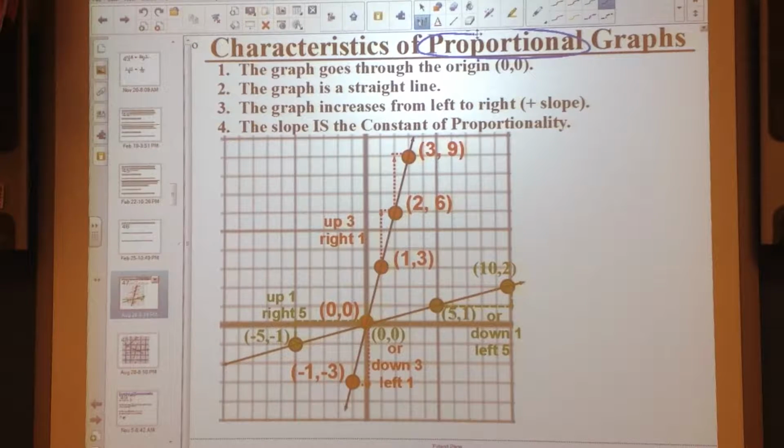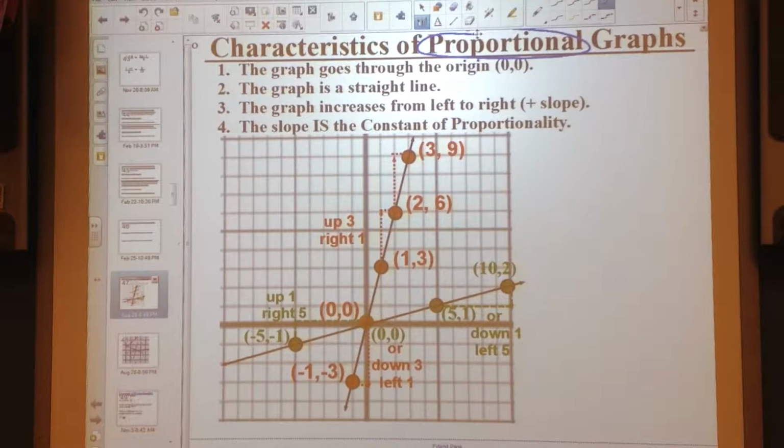Now, before we looked at what the definition of proportion was, as far as they have a constant ratio between the two items, so they will always simplify down to the same thing. So that's one way we've checked them in the past, is to divide them and you'll always get that same number. Another way is to look at a graph of them. So these are the characteristics of proportional graphs.